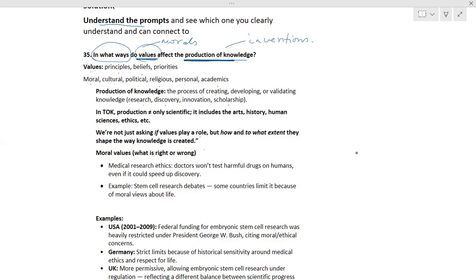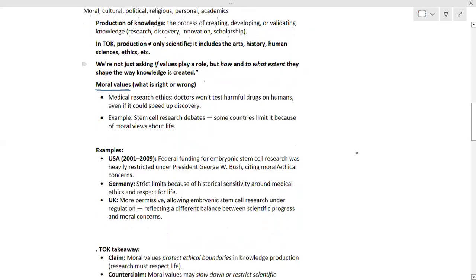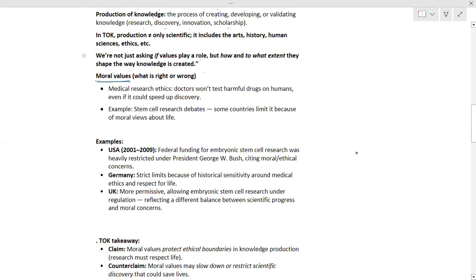So, we can rephrase the prompt by saying: how and to what extent, let us take moral values, how and to what extent do moral values affect inventions? A little easier to understand, I hope. Okay, let us look at moral values, for example. When we talk of moral values, it actually refers to what is right or what is wrong.